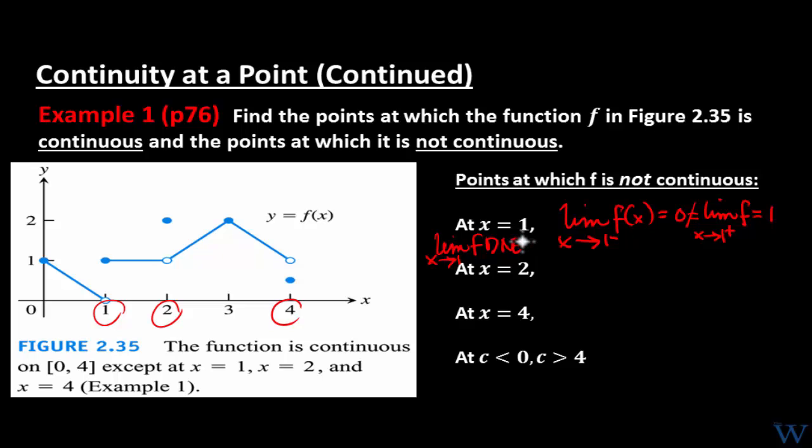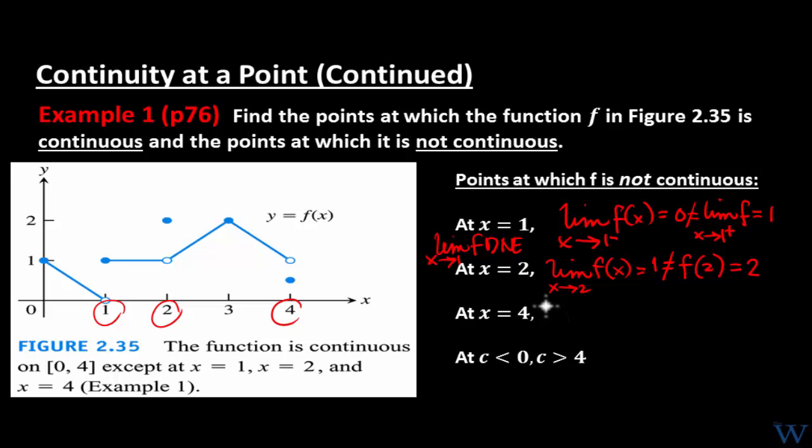Now let's look at x equal to 2. We can see that there's just a hole there, so indeed we have a limit of the function f of x as x approaches 2, and it's equal to 1. However, the problem here is, what is f of 2? Our f of 2 is 2. When the limit and the function value are not equal to each other, we don't have continuity, because the hole remains there and you have a function value somewhere else.